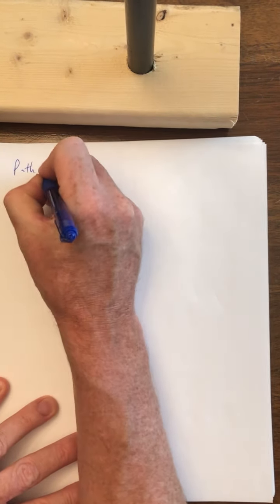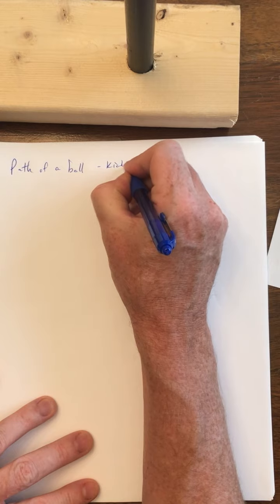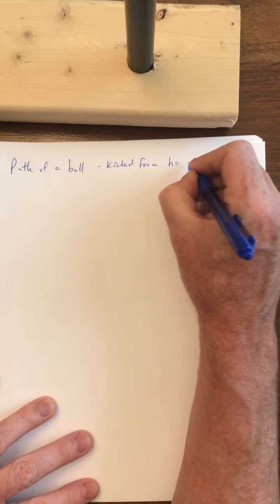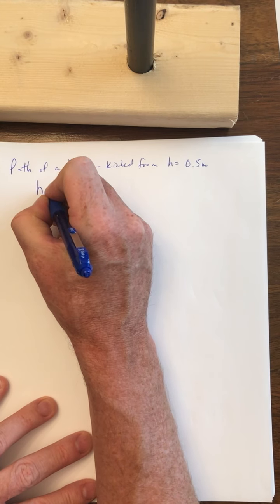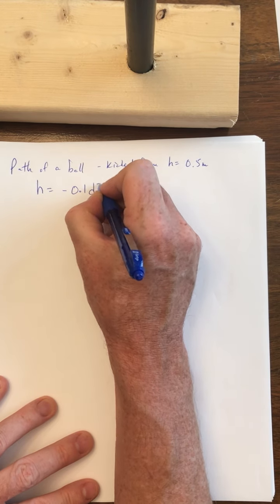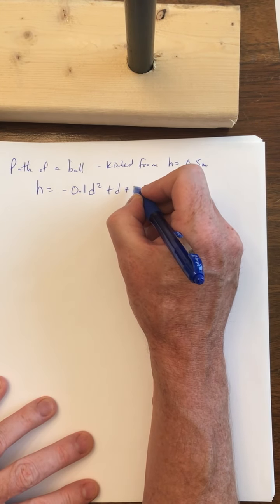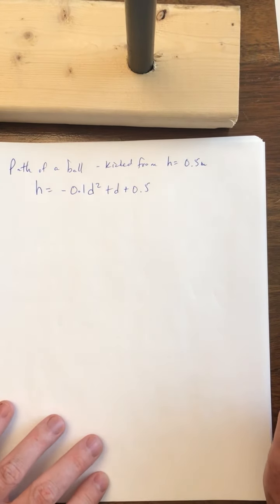All right, let's do one word problem here using the quadratic formula, and then we will call it a day. So path of a soccer ball. Path of a ball. It's kicked from a height of 0.5 meters. So the ball is kicked when it's half a meter off the ground. And the equation of the path of the ball is the height is equal to negative 0.1 d squared plus d plus 0.5. So substituting in other letters for height and distance.